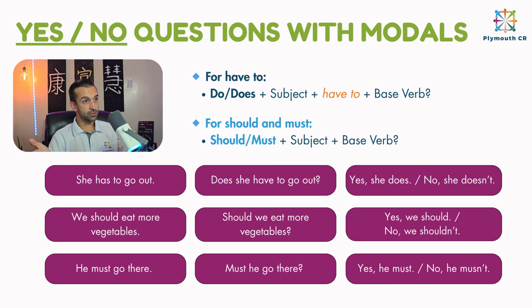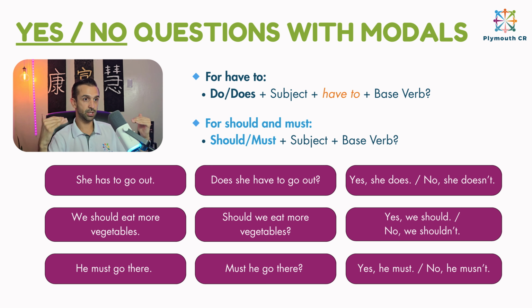Now let's talk about yes/no questions, where again we're going to make the differentiation between "have to" and the other two. Because if you use "have to," we're talking simple present here, you have to use the same structure of the yes/no questions for all the other verbs. So you use do or does depending on the subject, then you add the subject, have to, and then the verb in the base form, always with a complement, okay? And then for should and must, very simple as with most of the other modal verbs, you add the should or the must at the very beginning, then you add the subject and then the verb in the base form plus the complement if you have some.